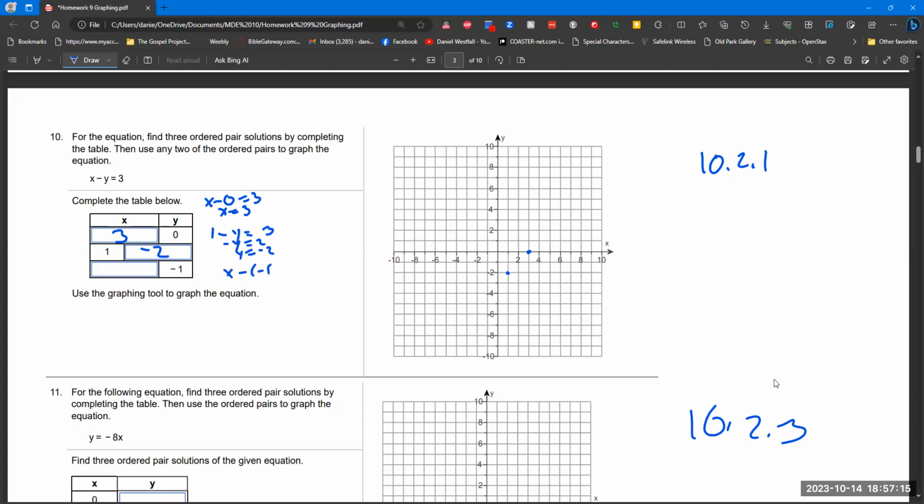x minus a negative 1 equals 3. x plus 1 equals 3. x equals 2. So we have the point (2, -1). And we can see that they form a nice line like this.